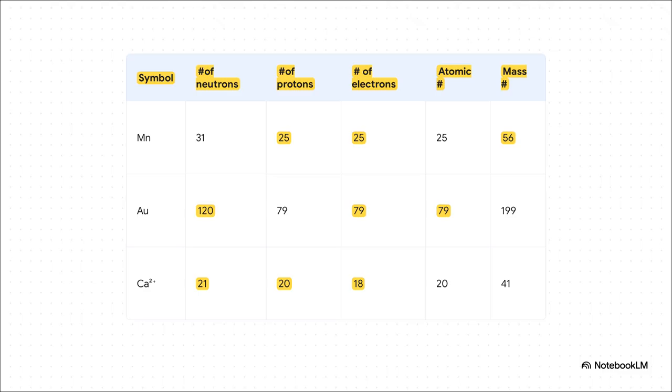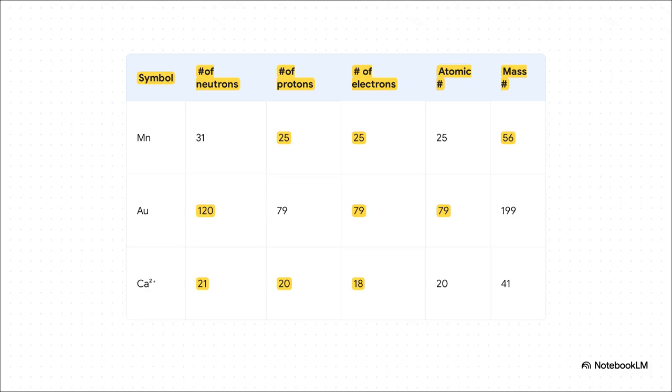Done. Next, gold, Au. Mass number is 199, and it has 79 protons. So its atomic number is obviously 79. Since it looks neutral, the electrons have to match the protons, so that's 79 too. To get the neutrons, we just work backwards. 199 minus 79 leaves us with 120 neutrons. Easy.